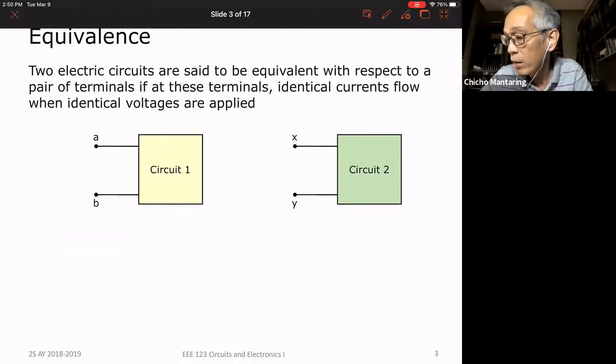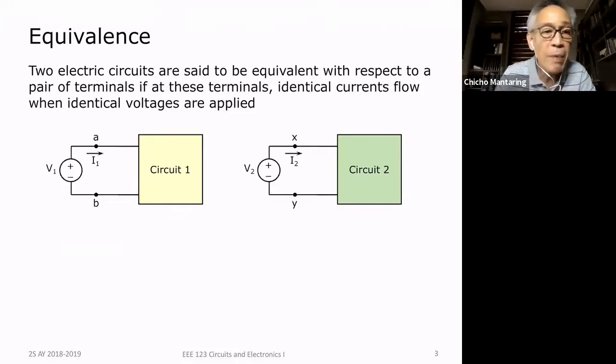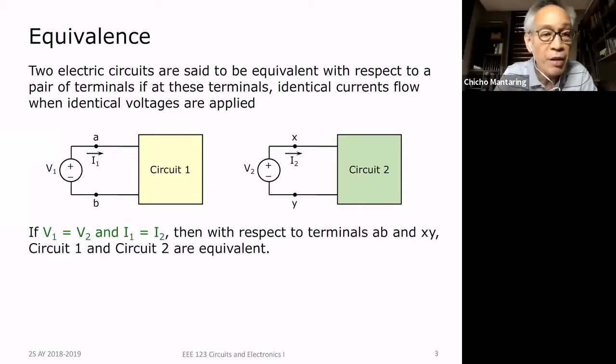So putting it another way, let's say I apply a voltage V1 to circuit 1 and I get a current I1. And I apply a voltage V2 to circuit 2 and I get a current I2. If the applied voltage V1 is equal to applied voltage V2, and I get the same current that flows in circuit 1 and circuit 2, that is I1 is equal to I2, then with respect to terminals AB and XY, circuit 1 and circuit 2 are equivalent. So mathematically, that is the definition of equivalence. But intuitively, you cannot tell. A third circuit will not be able to tell, ano ba yung nakakabit sa akin? Is it circuit 1 or is it circuit 2?